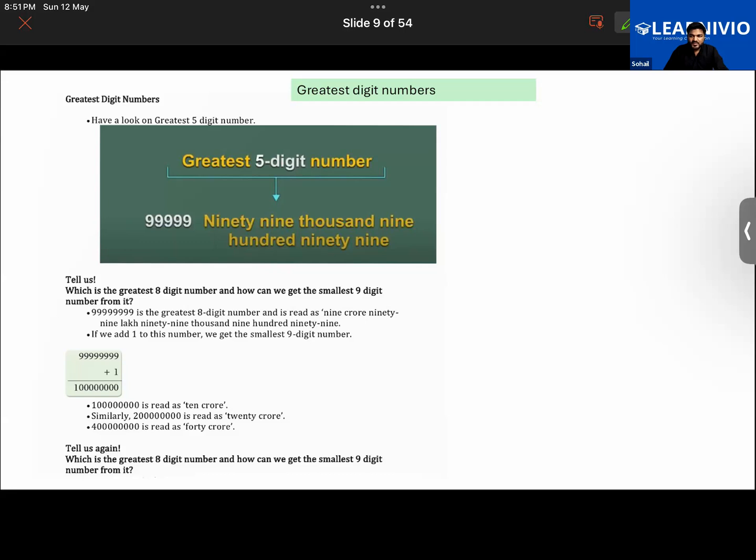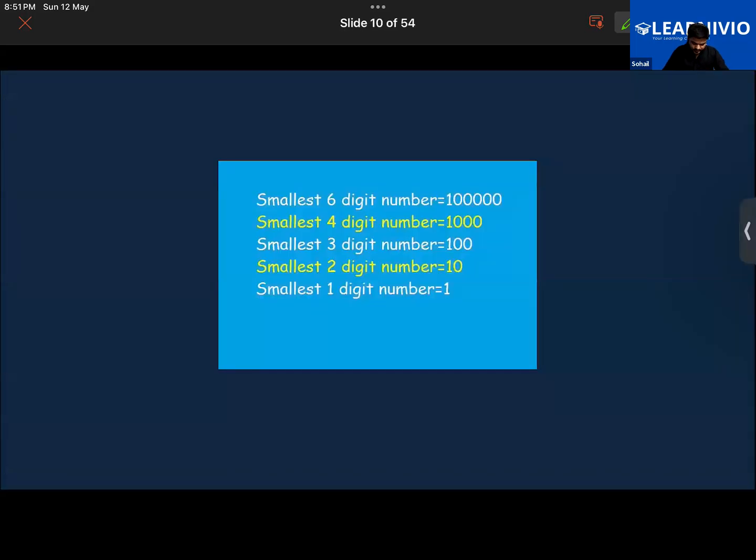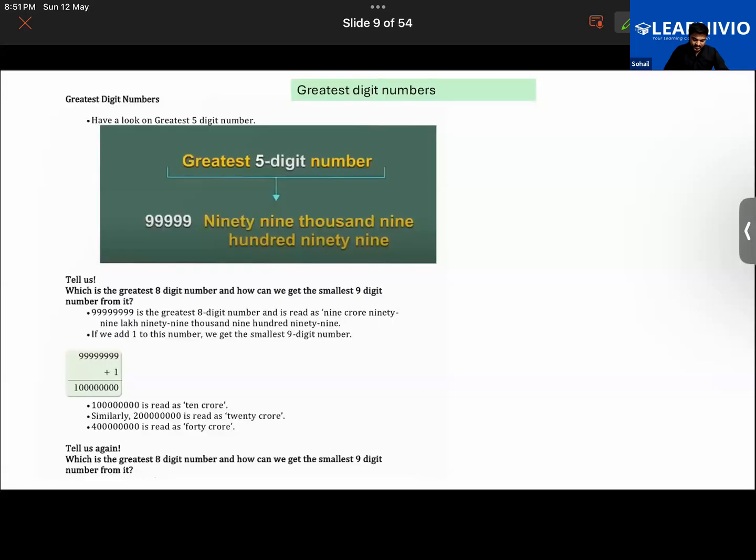Yes, Sumaya. No, I don't have a problem. Okay. What about you? I know this. We learned it previously, right? Okay. Yes. So we have learned about these basic things, like the smallest 6-digit number is this, the smallest 4-digit number is as follows. We have learned that in the previous class.